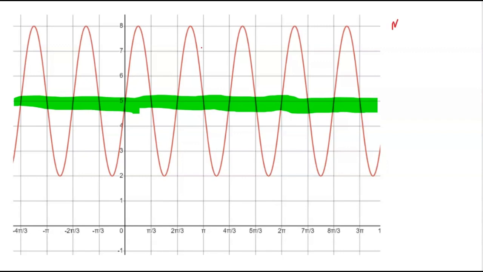So let me start writing this down. The midline is y equals 5. The amplitude is 3. These are all things I cannot change. And let's talk about the period length. Now, let's identify a curve we want to use.